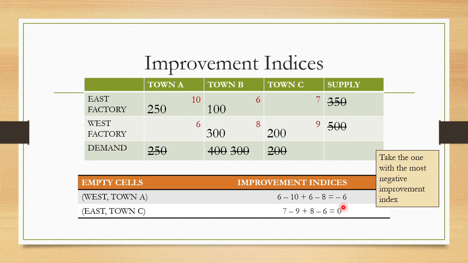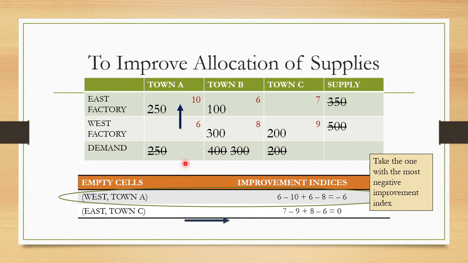Now, in order to give us the best possible improvement of our transportation cost, we have to take the most negative improvement index. The reason for this is because the most negative improvement index will give us a substantially higher deduction of the transportation cost. So we will pick this improvement index because it is the most negative. And take note that this improvement index was computed using this closed polygonal path.